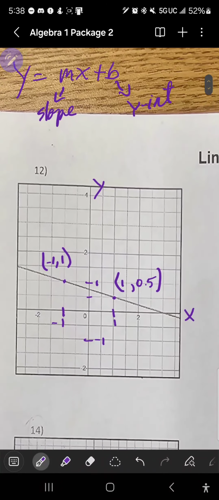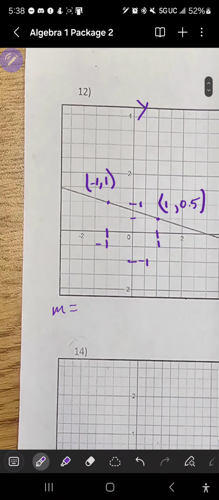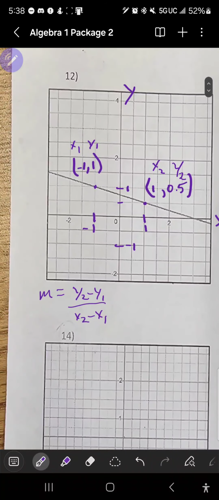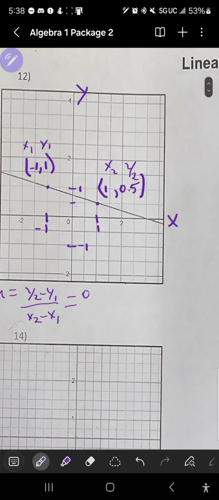Now to calculate the slope, we can just use the slope formula, which is m equals y2 minus y1 over x2 minus x1. We can use either this being x2 or this being x1, but I always do the left part first and then the right part. It doesn't matter the order, just that you pair them right, like x2 with y2 and then x1 with y1. So I'm going to substitute the values, so I get 0.5 minus 1, and then 1 minus -1.